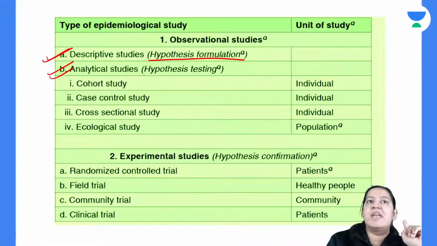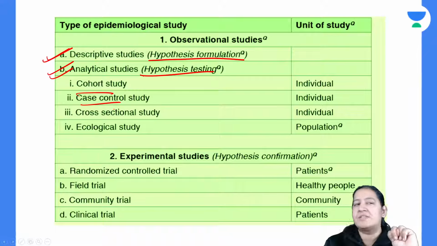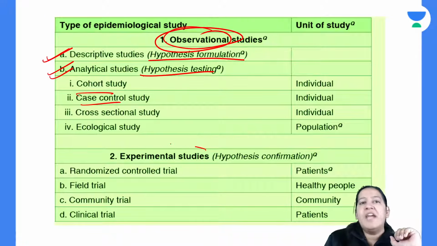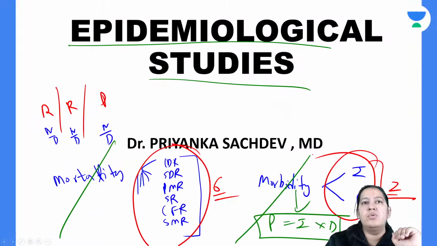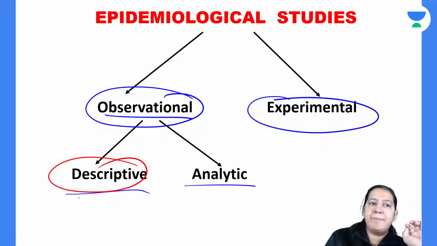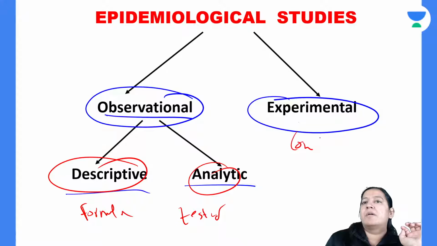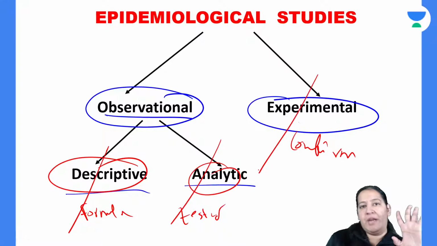In analytic study, we will test the hypothesis by case control and cohort study. Two types of analytic study I will teach you in detail. Both of these are arms of observational study. In experimental, the hypothesis is confirmed. So in these studies, here the hypothesis is formulated, here it is tested, and here it is confirmed. So three steps I will go: descriptive, analytic, experiment.